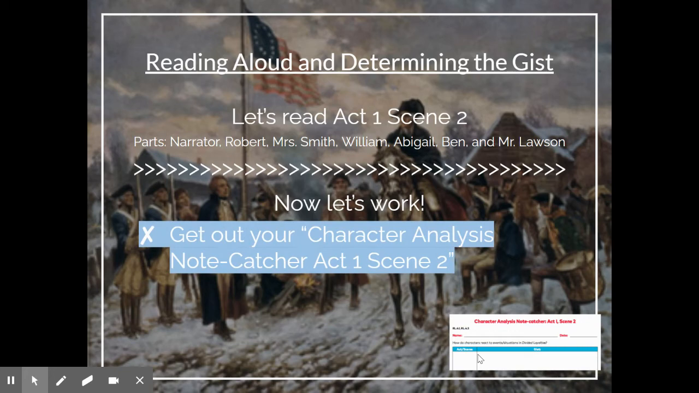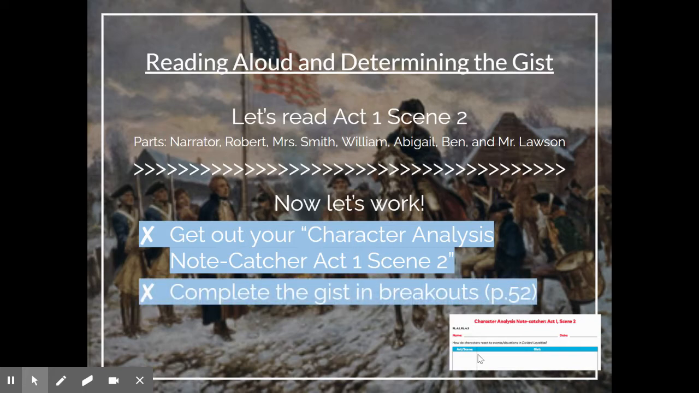So we're going to open up our module workbook to pages 52 and 53. And we're going to work to complete the gist really quickly. If you're doing this independently, or if you're doing it after the lesson, you're going to have to do it independently. In class, we may work in breakout rooms or whole group, I'm not sure. So you're going to record the gist on page 52.